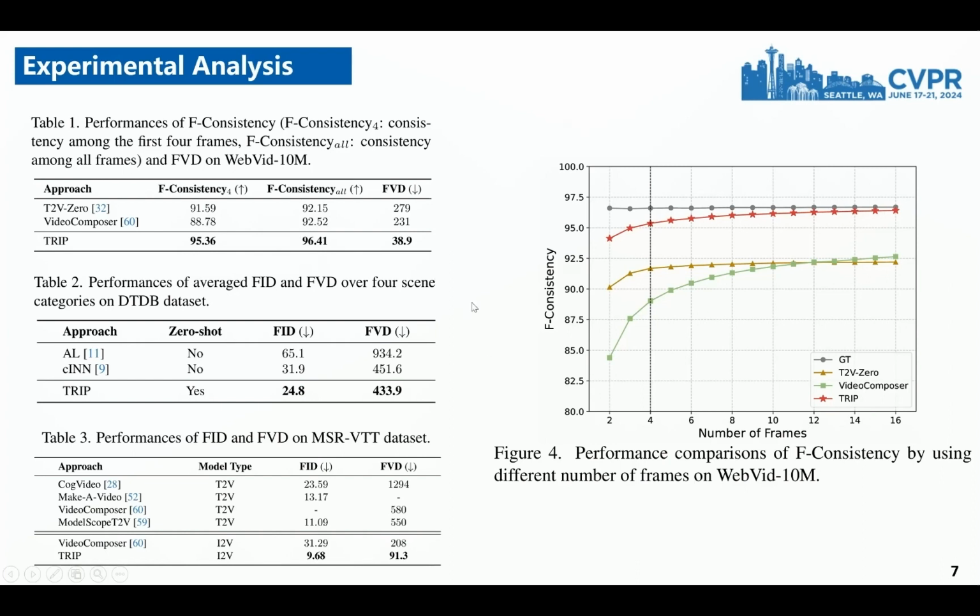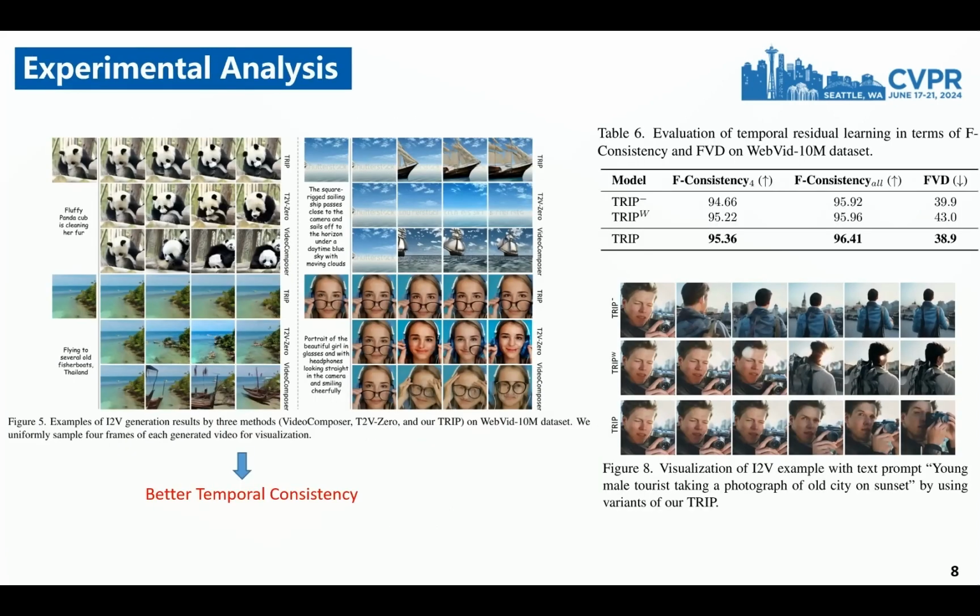Figure 4 shows the performance comparison of the frame consistency by using different numbers of frames. The temporal consistency of TRIP across various frames surpasses other baselines. Additionally, our model also outperforms existing models on the DTDB and MSR-VTT datasets. Here is the visual comparison result of our TRIP with other methods in our paper. From the result, we can see that our TRIP has better temporal consistency.